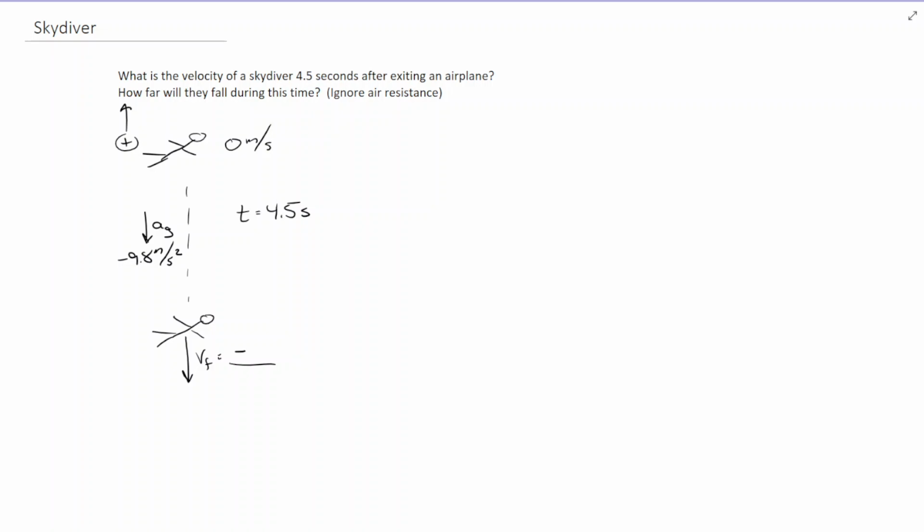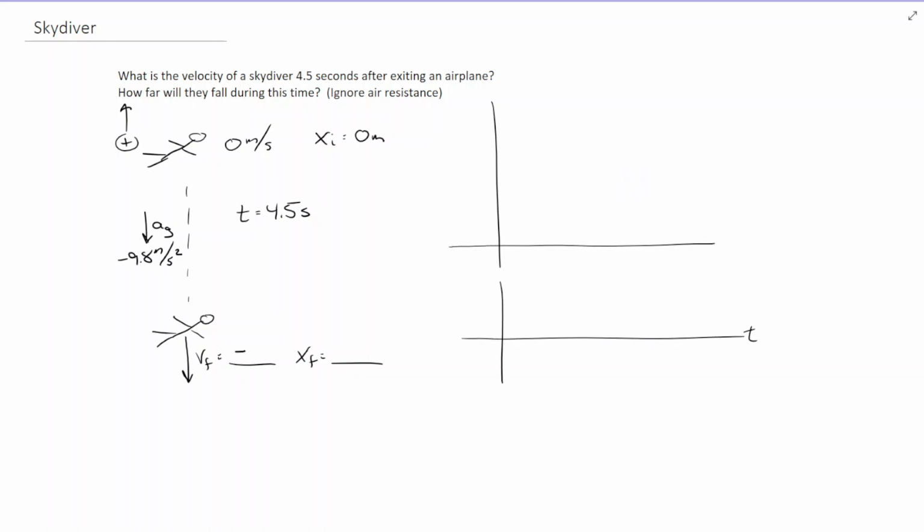What about its position? Well, let's say he starts right here. Let's call his initial position, and let's just define that as 0, which means we're also going to have a final position at this point. So ultimately, we need to find those two pieces. For the sake of getting some practice with graphing, let's go ahead and draw a position-time and a velocity-time graph. So we have time on this axis.